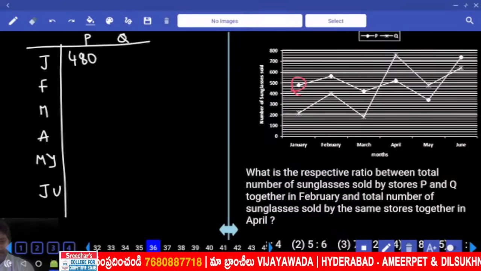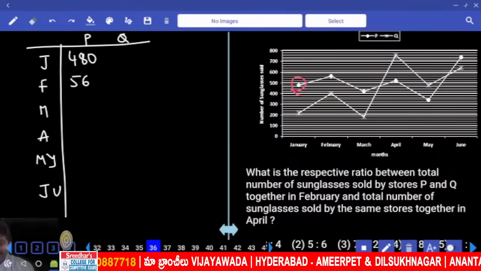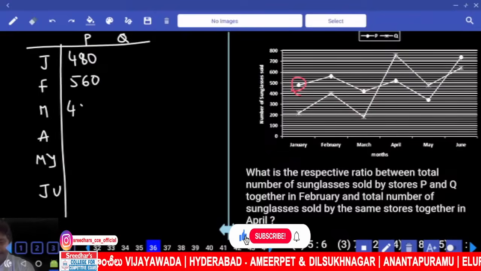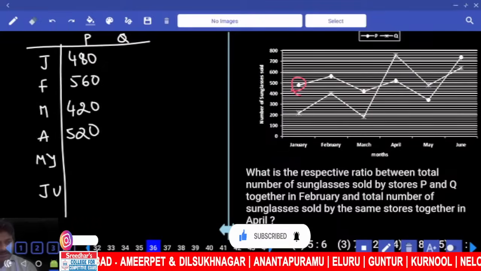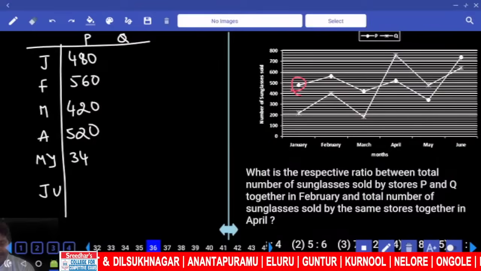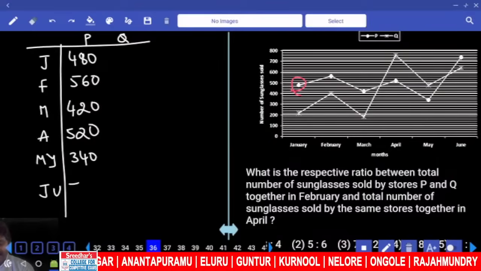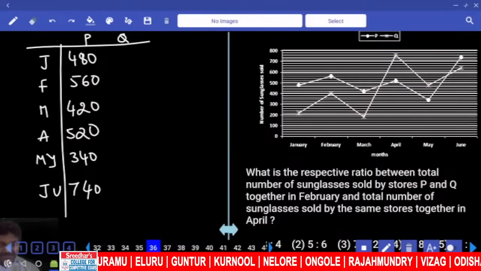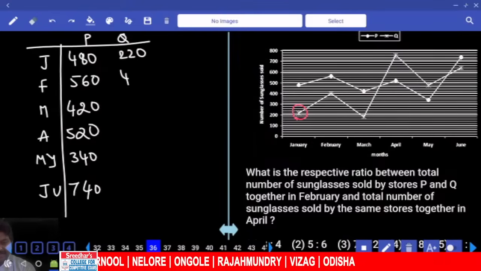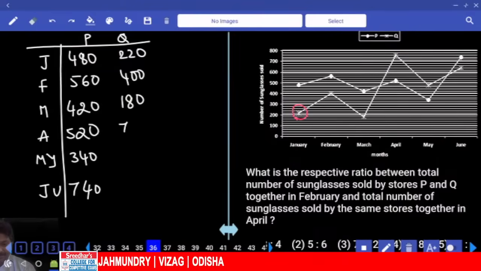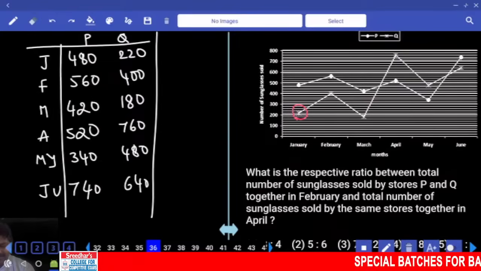Follow the line. 2 lines below 600. 560. 1 line above 400. 420. 1 line above 500. 520. 2 lines above 300. 340. 2 lines above 700, 740. Next is Q star 220, 400 exact, 180, 760, then 480, and then 640. Right, once the table is done, then we can start.